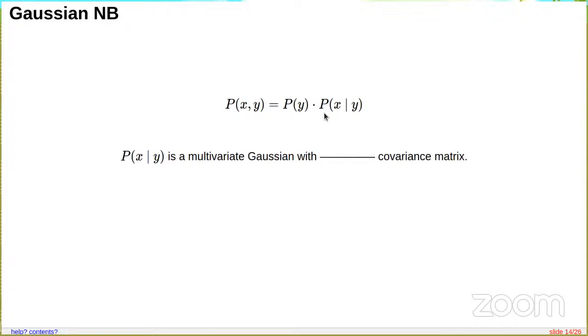Right. So P of x given y is a multivariate Gaussian with what covariance matrix? If you all have been following so far, fill in the blanks. Diagonal. Okay, right, with a diagonal covariance matrix. So that is when Gaussian Naive Bayes is most effective, right? Because features are conditionally independent given the label.